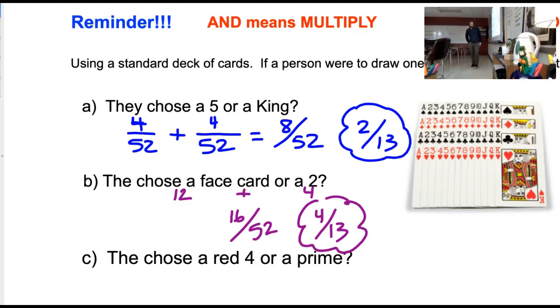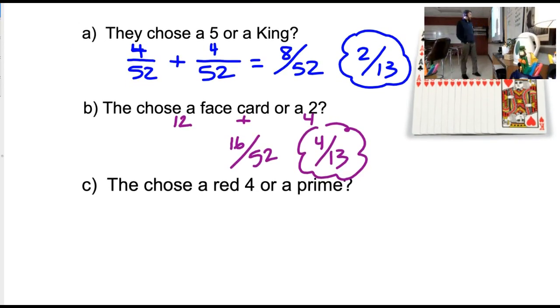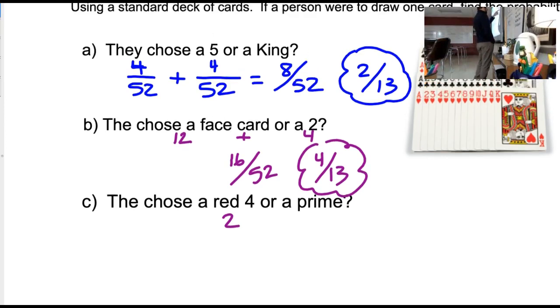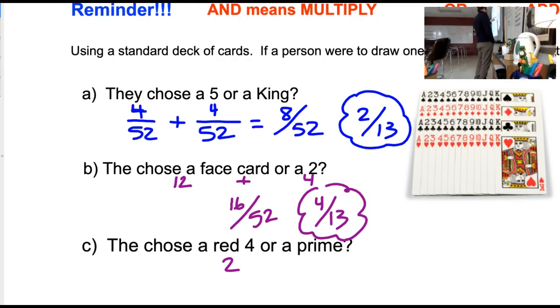4/13. Okay, same thing, choose a red 4 or a prime. Prime is kind of weird with cards, but a red 4, there's 2 of those. Prime numbers would be 2, 3, 5, 7, since 1 is not prime. So there's 4 times 4, or 16 primes. So I guess let's just call that 18. Same concept. 18 out of 52, which is the same as 9/26.